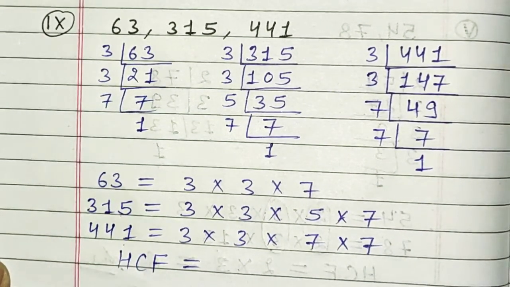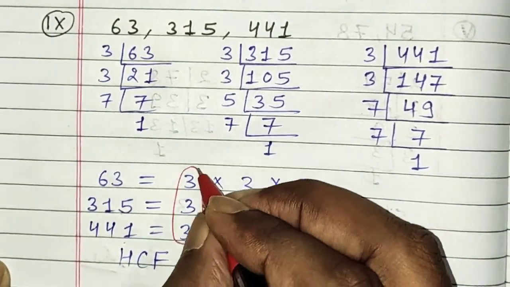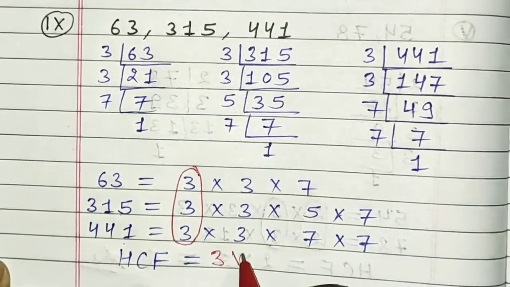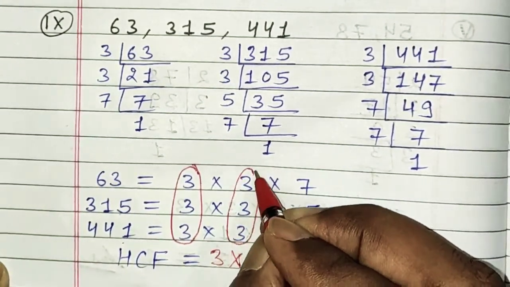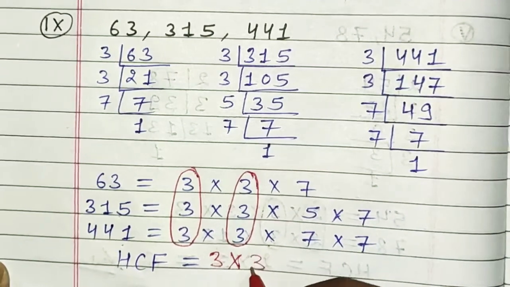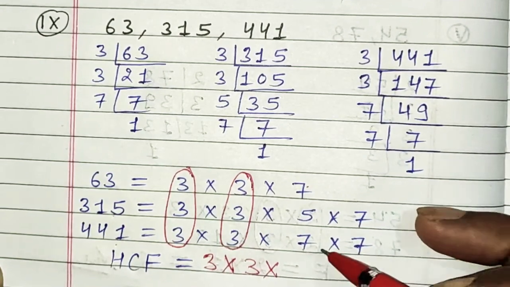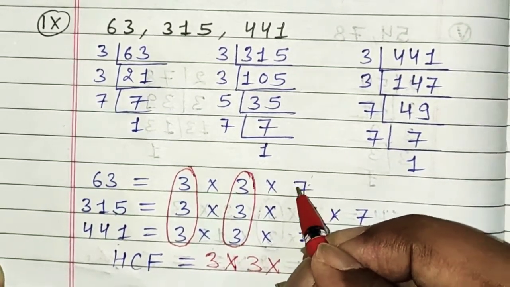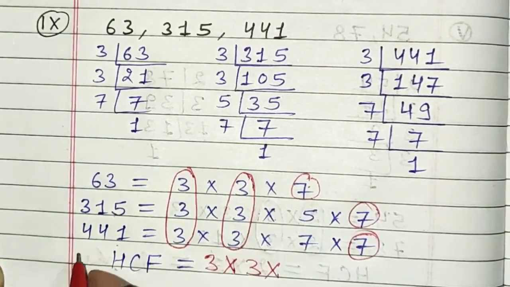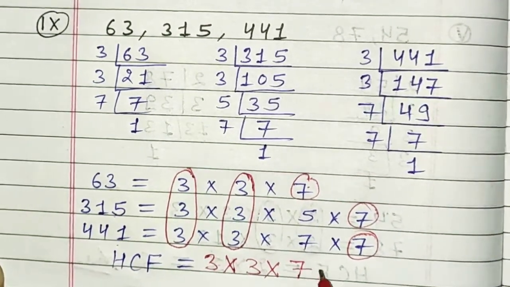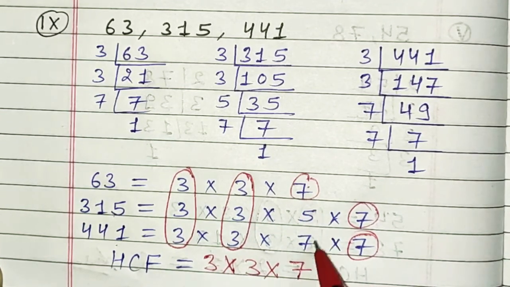Now it's time to take the common factors. Okay, 3 is common in all the factors, so we will write 3 here. Now again 3 is common in all the factors, so we will draw a circle here, and 3 we will write. Now 7 is here, 7 is here, and 7 is here, 2 times is here, so you can take any. So 7 is here, 7 is here, and 7 is also present in the factors of 441, so you will write 7. No other factors remaining, that means you don't have to include these factors.